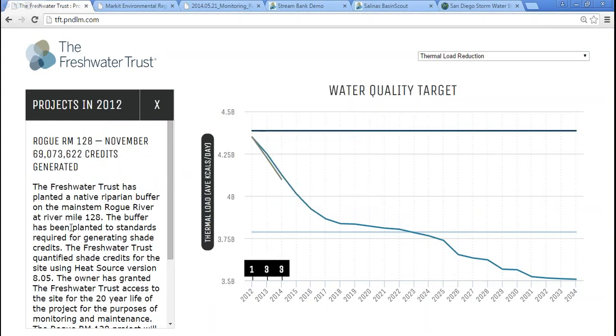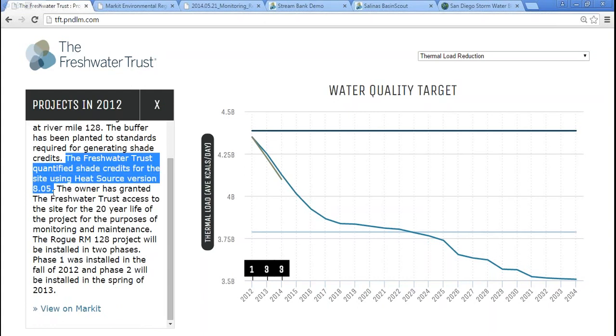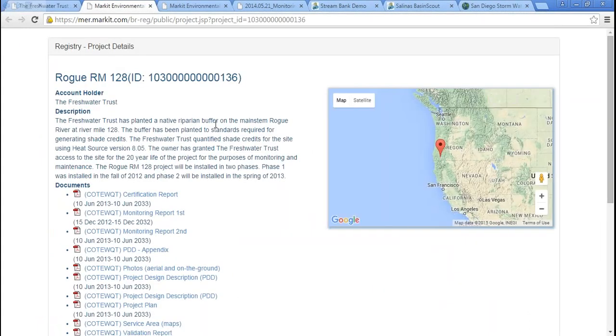In this case, Rogue River Mile 128 was our first site. We know how many temperature benefits were generated by restoring that site. We have some description of what was done and where. Very importantly, the amount of credits and what model we used to generate those credits, and then we have a quick link to the third-party website, in this case Market Environmental, it's used a lot in the carbon world.